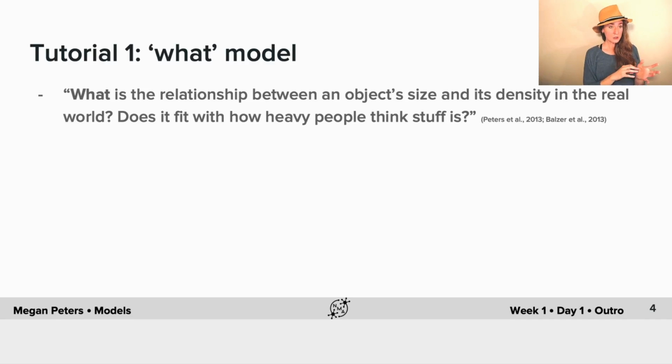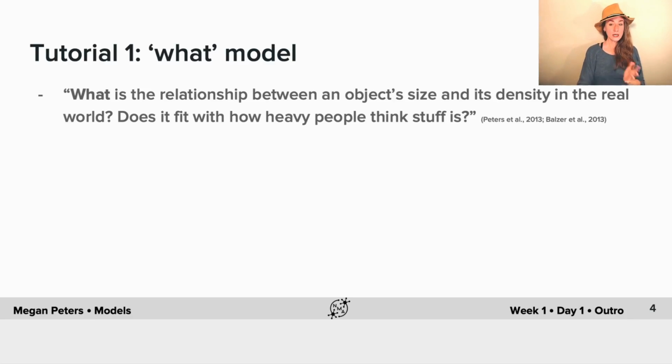So with my collaborators, we wrote some 3D scanning code. We calculated the volume of a bunch of different stuff in the world. We calculated how much they weigh, and then that was enough to give us the density of these objects. And then I also ran a separate behavioral experiment where I asked people to pick stuff up and rate how heavy they thought that it was.